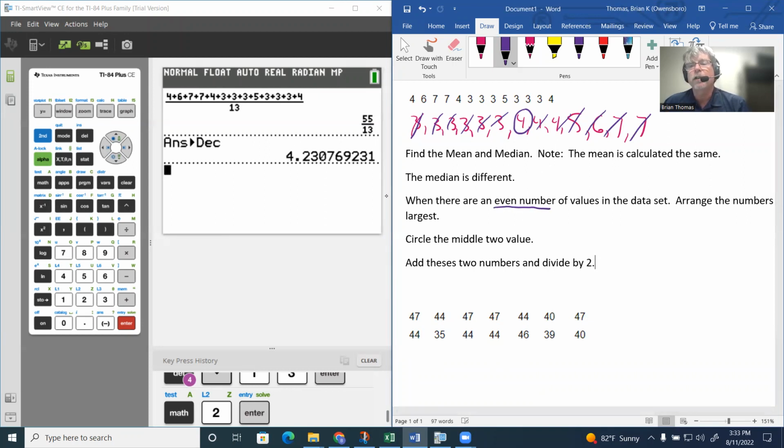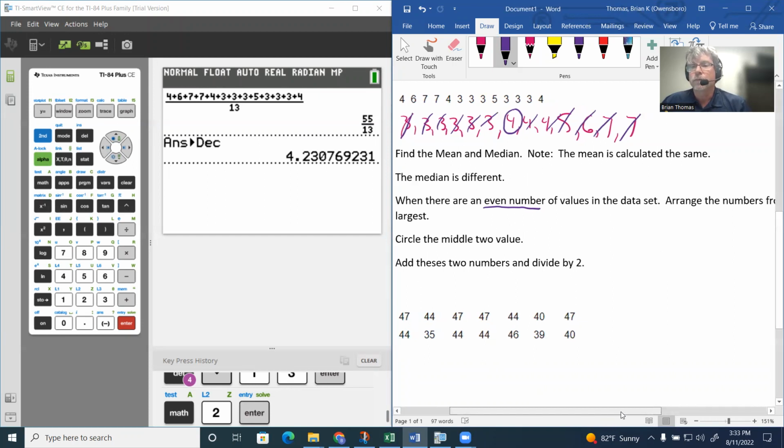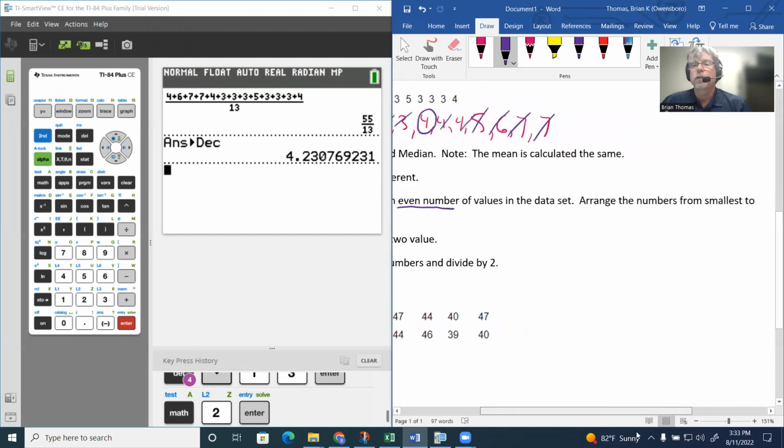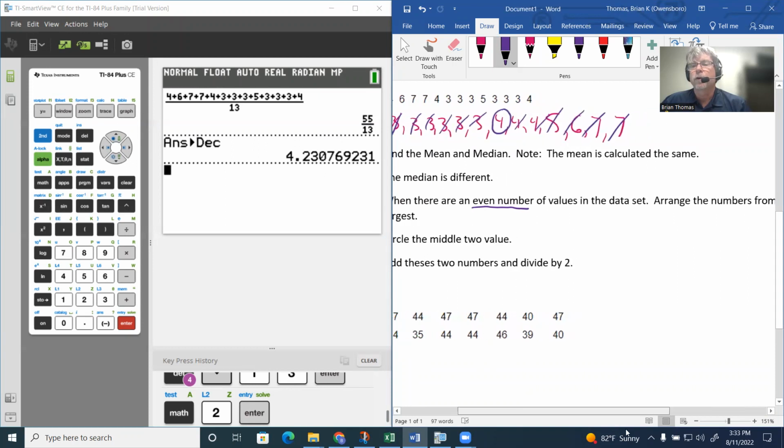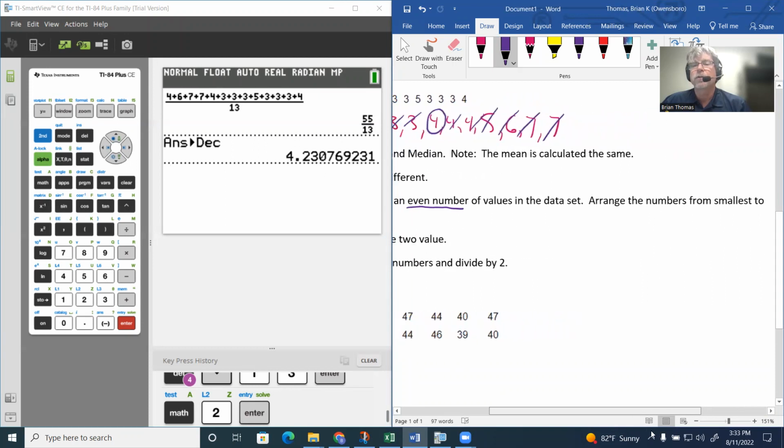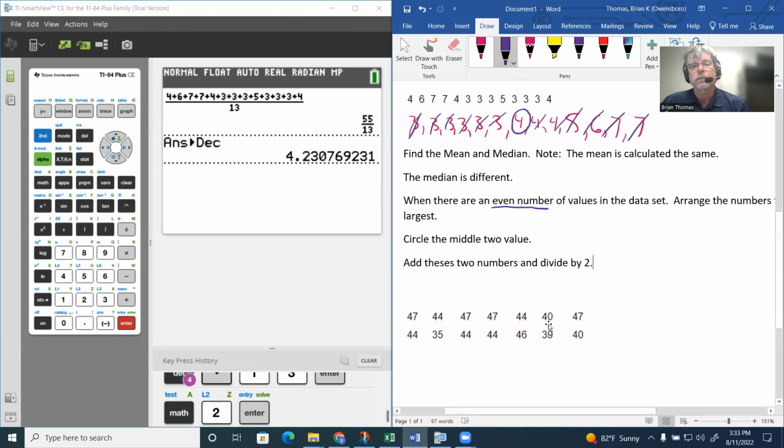If there's an even number of values, again, what we're going to do is arrange the numbers from smallest to largest. So again, got a little slide over. Arrange the numbers from smallest to largest. So once I do that, then I want to circle the middle 2 values. So let's see if we can do that. So I'm going to pause the video and arrange the numbers from smallest to largest.